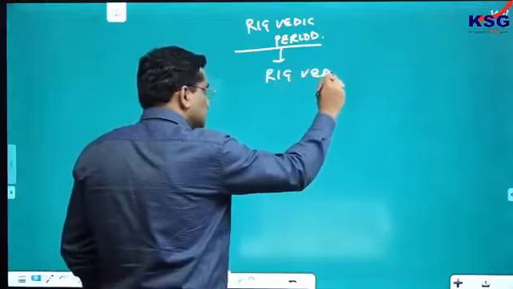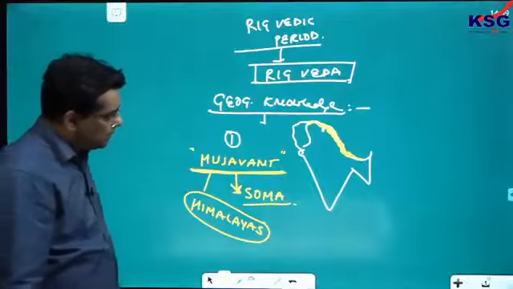So the main point is that they knew about the Himalayas. This is the main source of Soma and Mujavant. So they knew about the Himalayas.